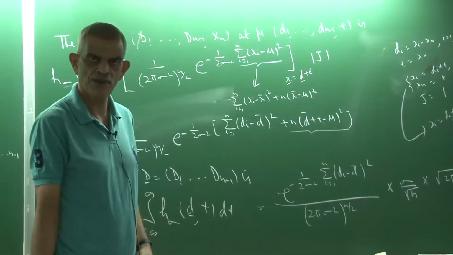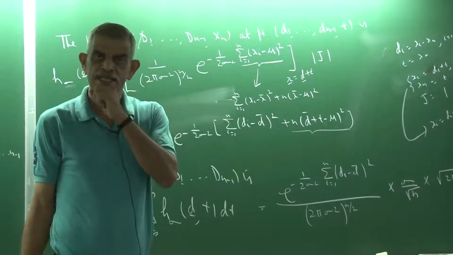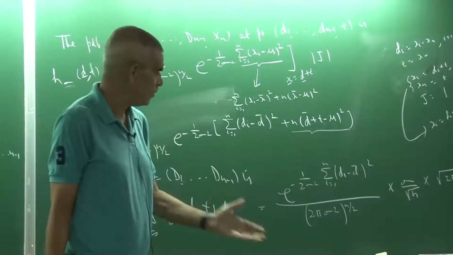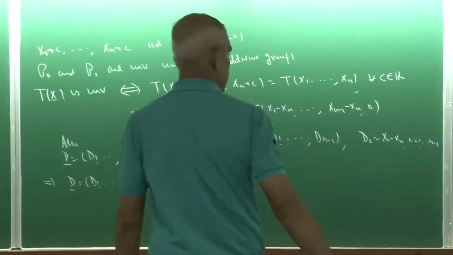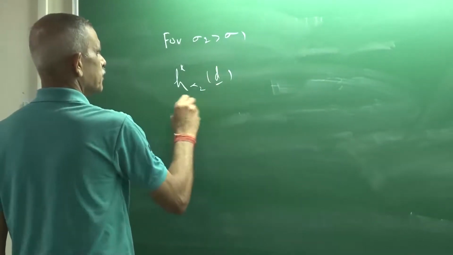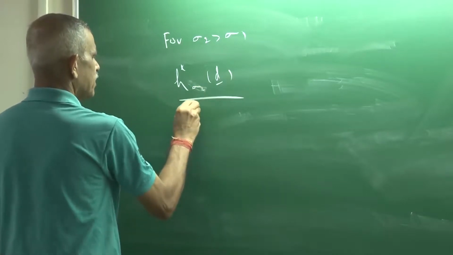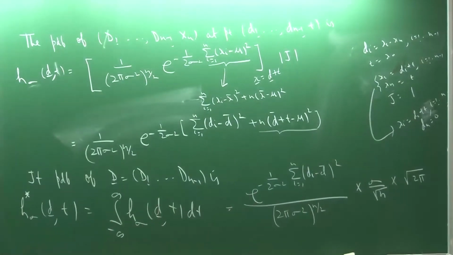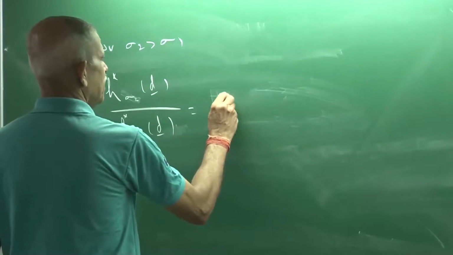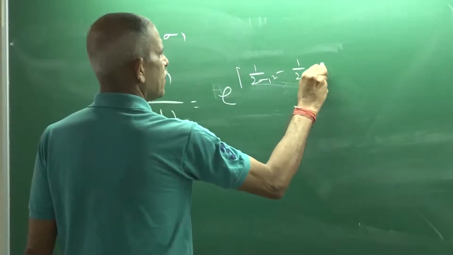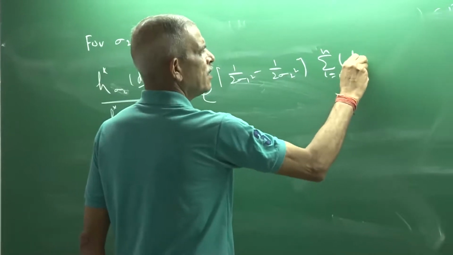By a result for uniformly most powerful tests for one parameter, I know that for testing H naught sigma square greater than or equal to sigma naught square against H1 sigma square less than sigma naught square, a UMP alpha test exists, provided this has MLR. So I just need to check, for sigma 2 greater than sigma 1, the ratio h star sigma 2 of d upon h star sigma 1 of d. These constants would get cancelled. So what you are left with is e to the power (1 by 2 sigma 1 square minus 1 by 2 sigma 2 square) summation i equals 1 to n (di minus d bar) whole square.